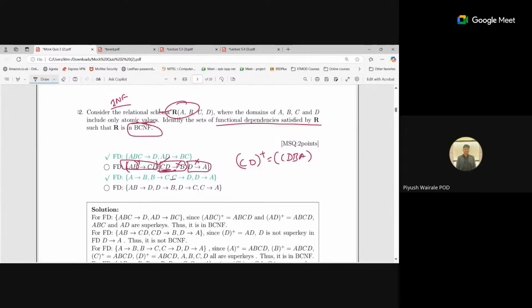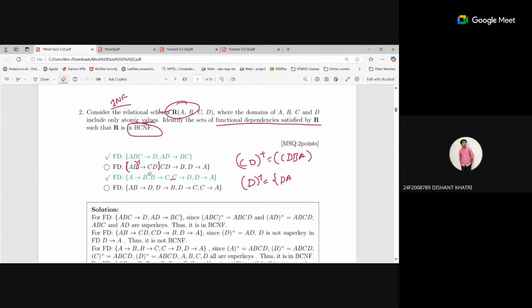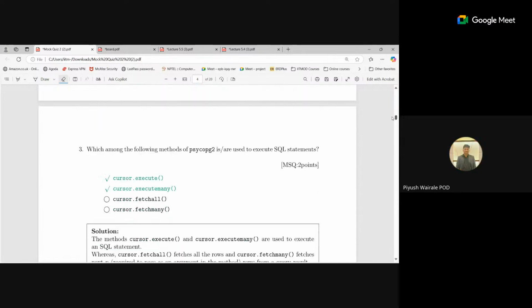What about this one, the last one? Yes, this is also correct. The last one will fail. If you take the closure of D, DA only will be there, right? If you say B here, in that case this option will be correct, right? Because anyway, from AB, we are going to get C, right? Yeah, correct. So it's a simple question, you can check for BCNF as well.